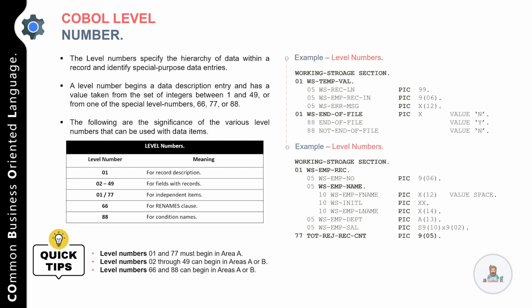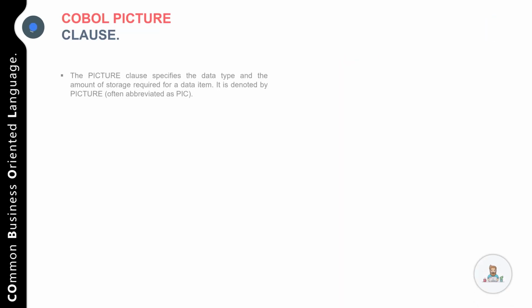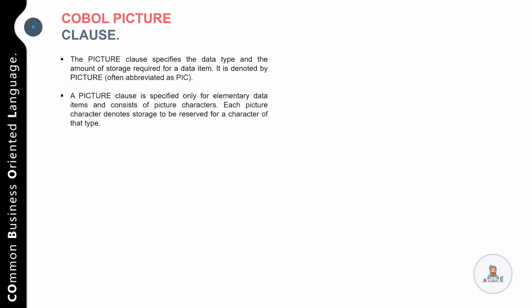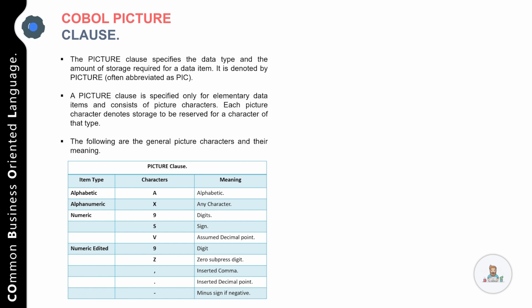Now let's talk about the picture clause in COBOL. The picture clause is used to specify the data type and the amount of storage required for a variable or a data item. It is denoted by PICTURE, which is often abbreviated as PIC. A picture clause is specified only for elementary data elements or items and consists of picture characters. Each picture character denotes storage to be reserved for a character of that particular type.